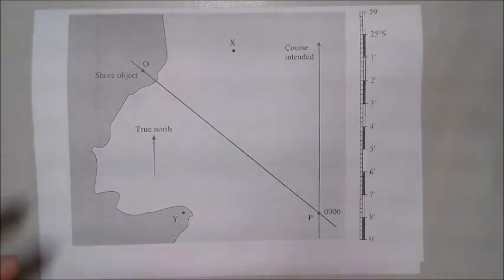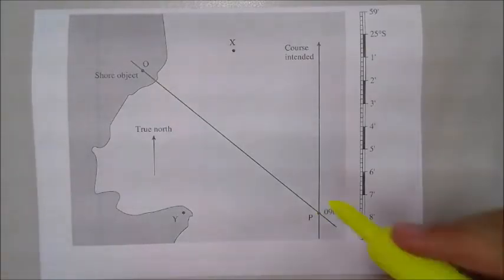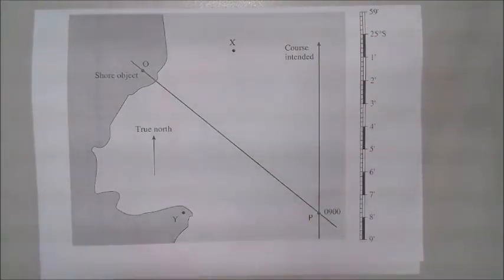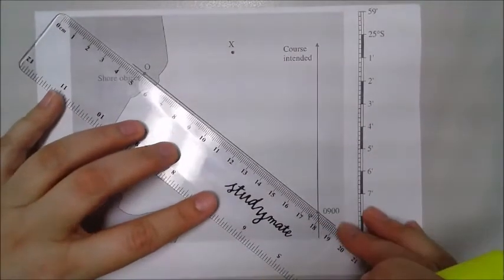So the question says, a vessel is at point P and has been travelling at 10 knots. The intended course is 0 degrees true. The bearing of a shore object O is taken at 9 o'clock. At 9:36, the bearing of the shore object is 270 degrees true. So what we're going to do is use the running fix method to fix the position at 9:36. So the first step is to plot the bearing of the object at the first time.